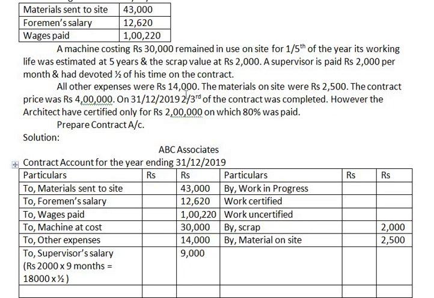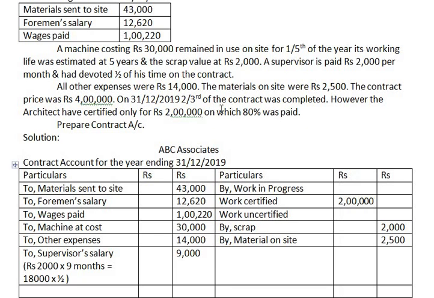Okay. Now the contract price is 4 lakh. On 31st December 2019, 2/3 of the contract was completed. However, the architect has certified only rupees 2 lakh, on which 80% was received. Okay, only 80% was received. So now work certified is not given, work uncertified is not given. So what we will do is, work certified is given, work certified is 2 lakh. Understanding?